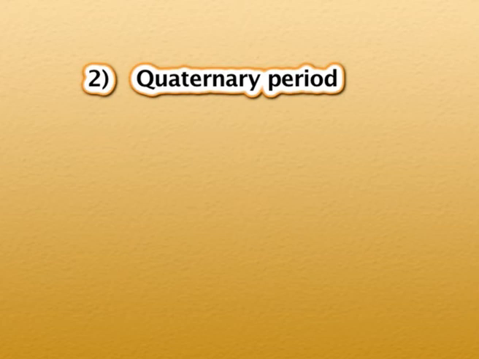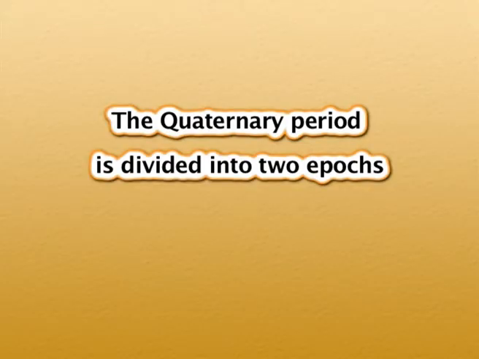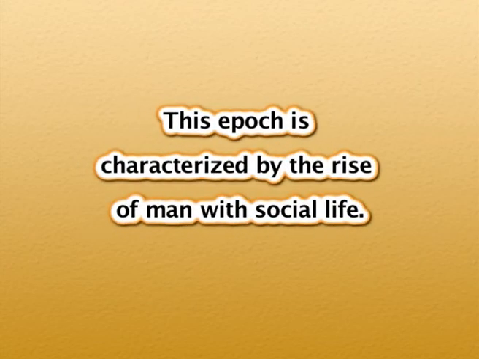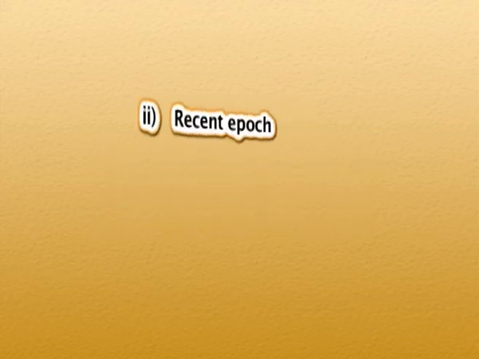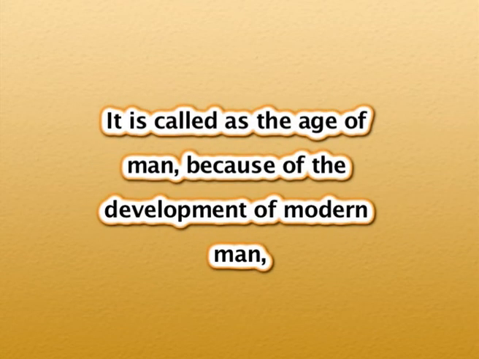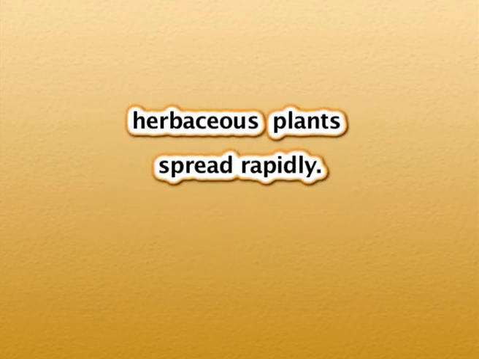Now, the Quaternary period. This period witnessed glacial and interglacial periods which helped in the distribution of organisms in time and space. The Quaternary period is divided into two epochs. Pleistocene. This epoch is characterized by the rise of man with social life. Another one is the Recent epoch. It is called the age of man because of the development of modern man. The herbaceous plants spread rapidly in this epoch. Dear students, this was all about the geological time scale.